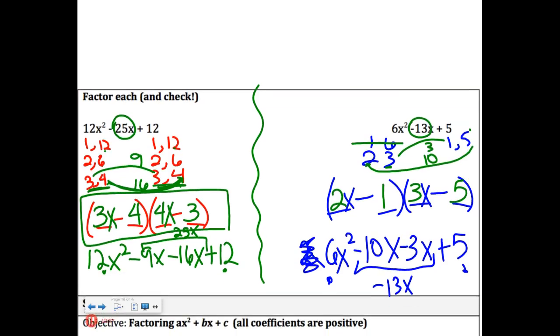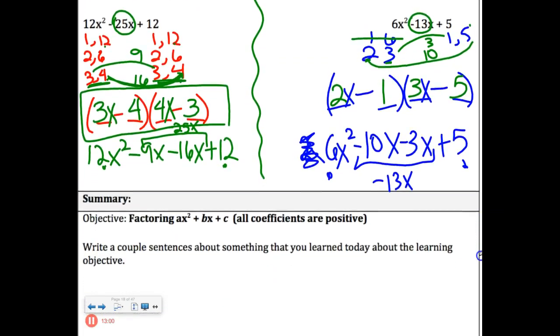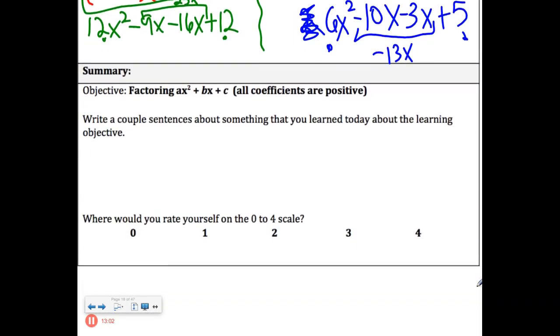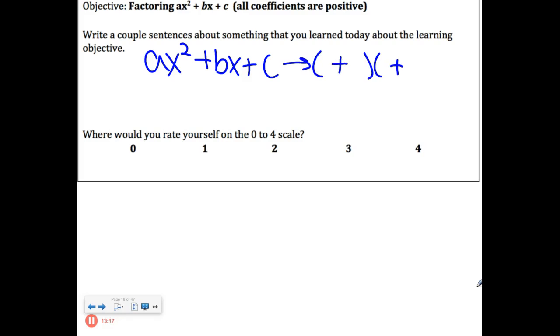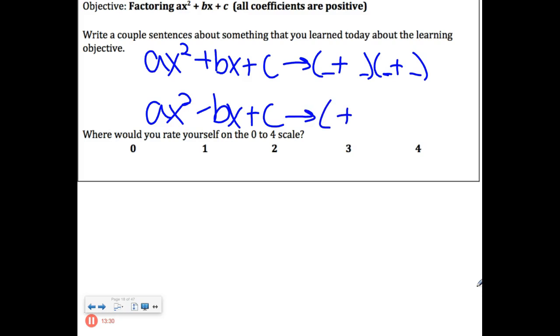All right, so that is what you're going to have to do today. Now, we will have some review from our problems from yesterday. So here is our rule so far. This is what we had yesterday. When you have positive, positive, that means you're going to have a plus and a plus. And reminder, you are filling in these blanks. Today we had this. So when our B is negative but our C is positive, that means we are going to have a positive and we're going to have a negative.